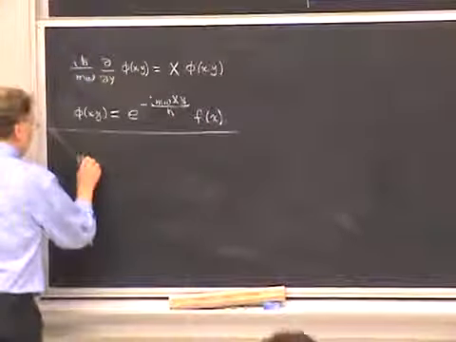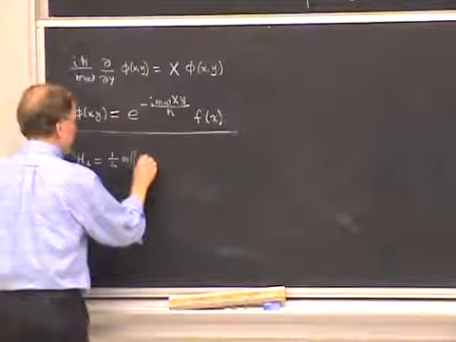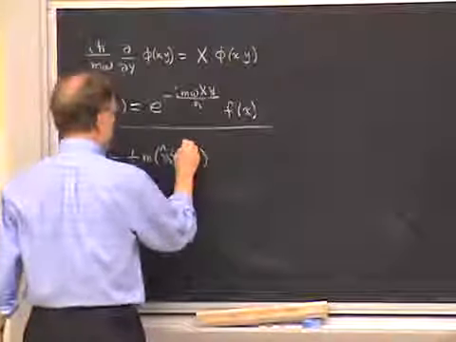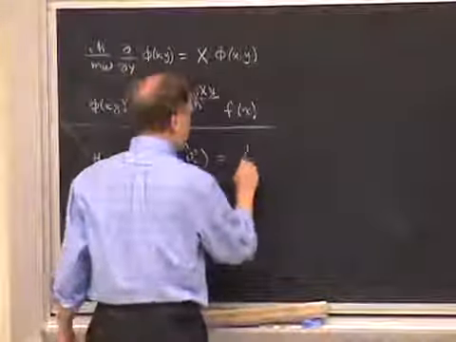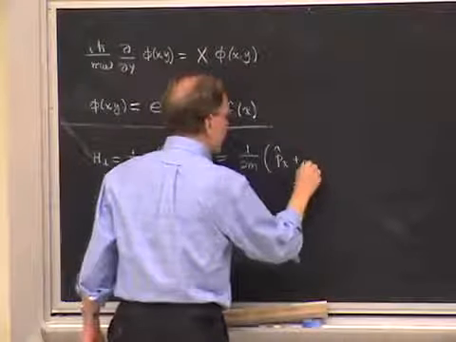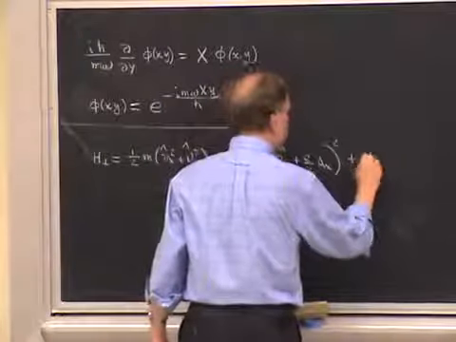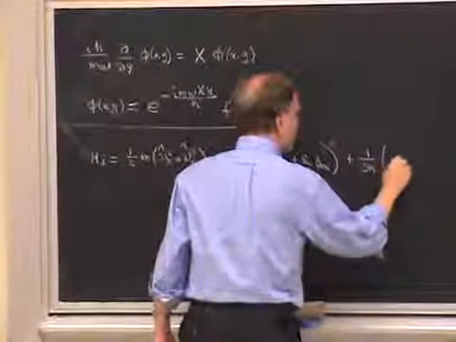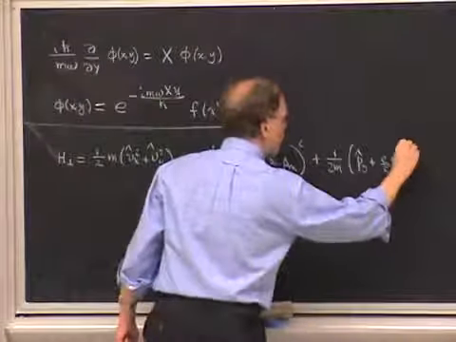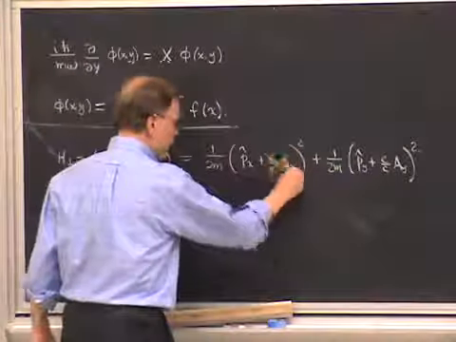So h perp is an operator. It is 1/2m times d_x squared plus d_y squared, with the hats on these, if you like. This is the same thing as 1/2m (px plus e over c Ax) squared plus 1/2m (py plus e over c Ay) squared. Of course, we've just decided that Ax is 0, so that goes out.